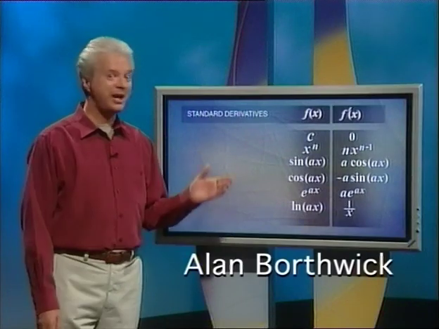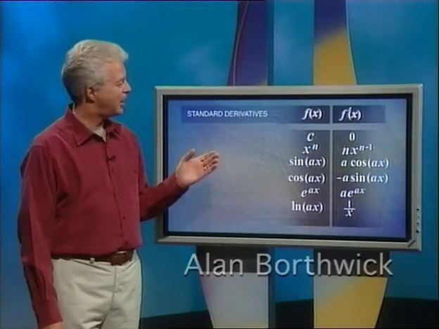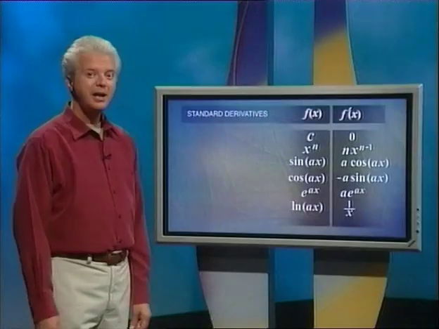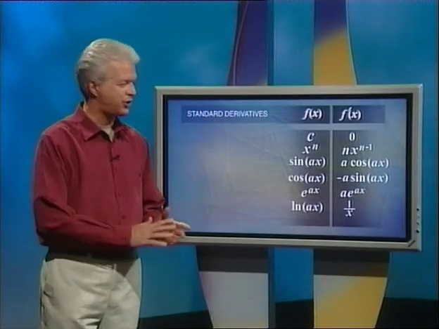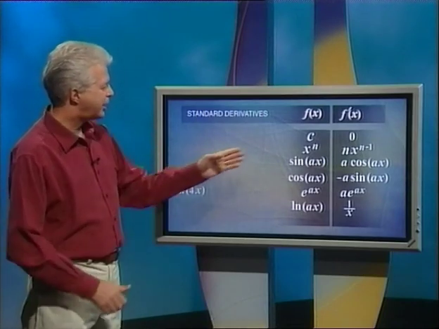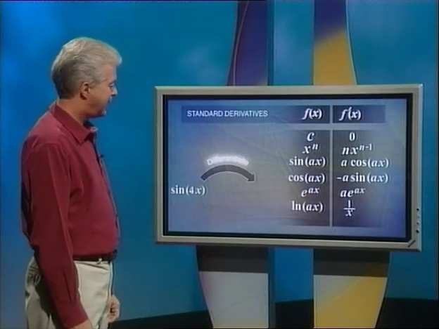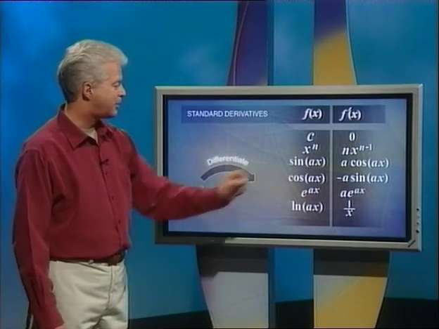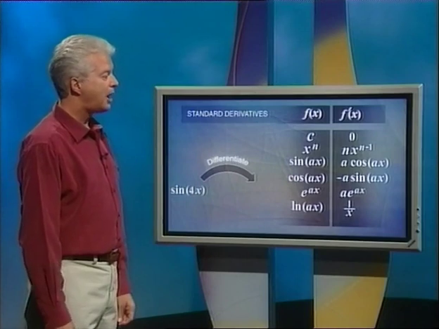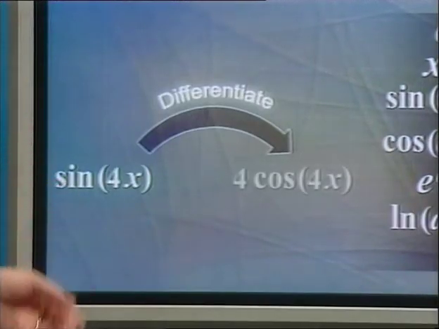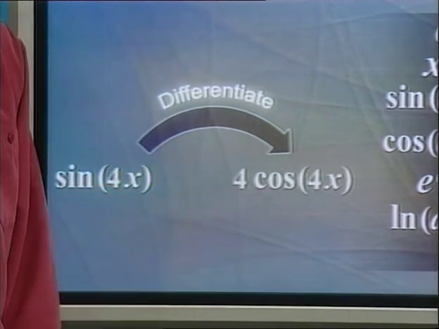OK, here's our table of standard derivatives. On the left-hand side, we have a column showing f of x, the functions, and on the right-hand side, f dash x, the derivatives of these functions. I'm going to use a specific example to illustrate our point here. Let's look at the third row of the table and work out the derivative of sine 4x. If we differentiate, putting a equal to 4, we get 4 cos 4x. So if we differentiate sine 4x, we get 4 cos 4x.